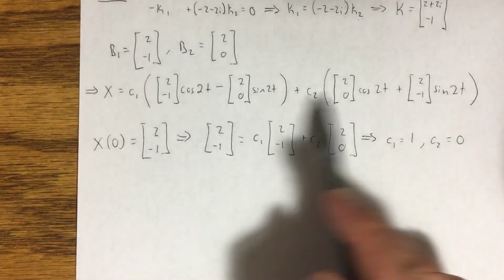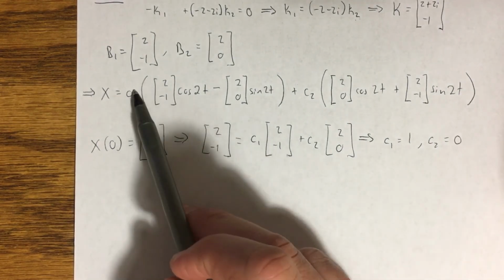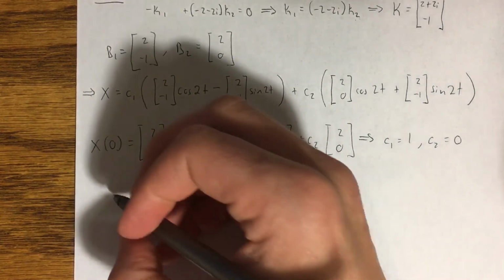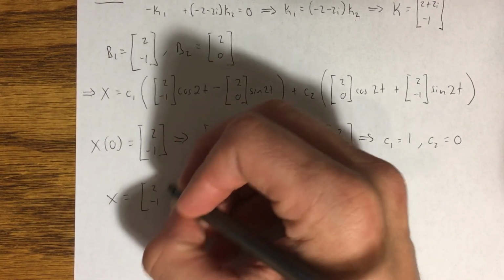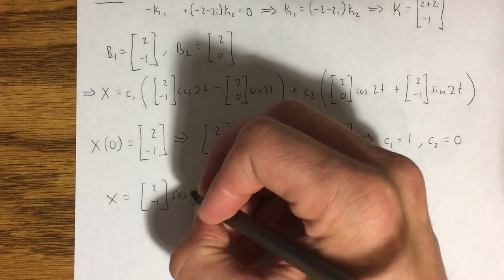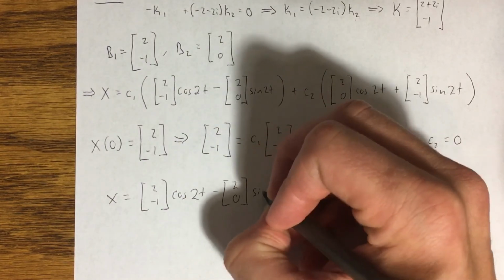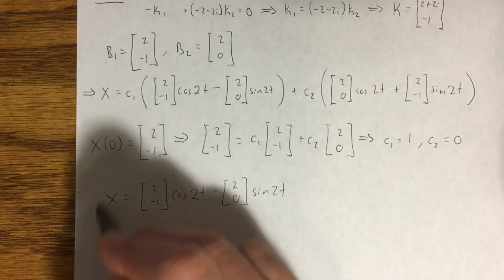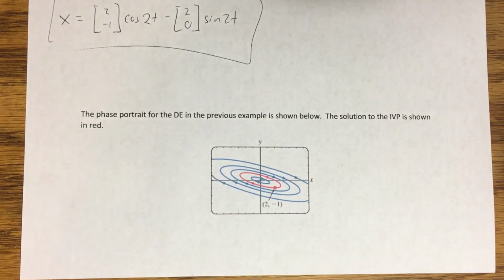So now I just need to plug those back in up here. If c2 equals 0, I get to lose all of that. If c1 is equal to 1, I just get what's inside parentheses here. My solution is this: 2, -1 cosine of 2t minus 2, 0 sine of 2t. And that's it.